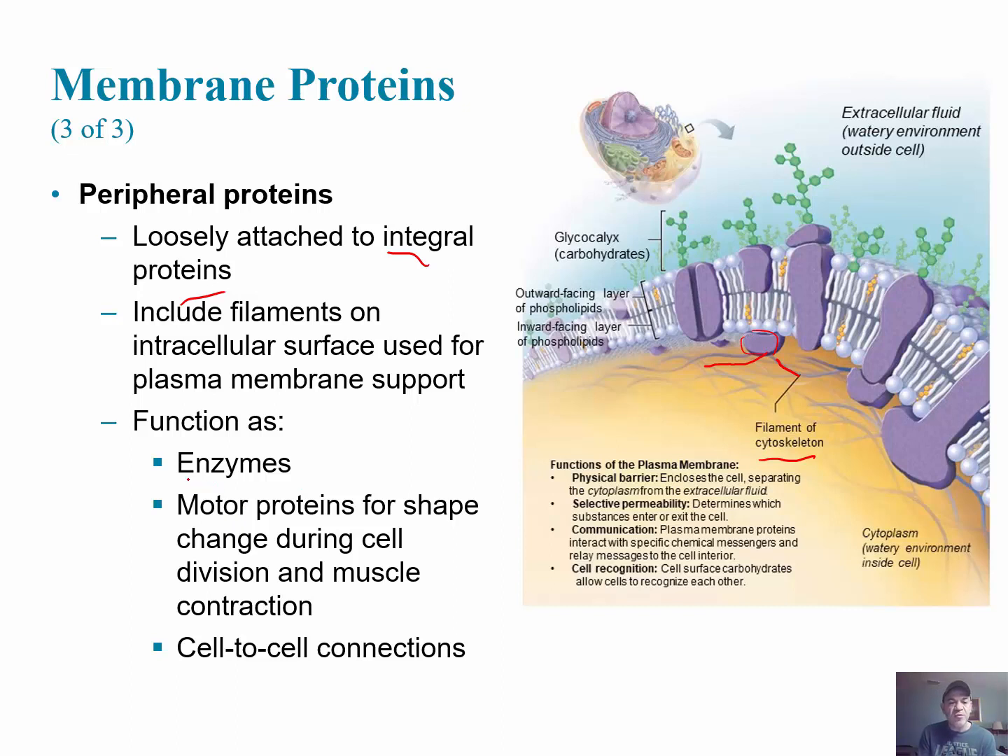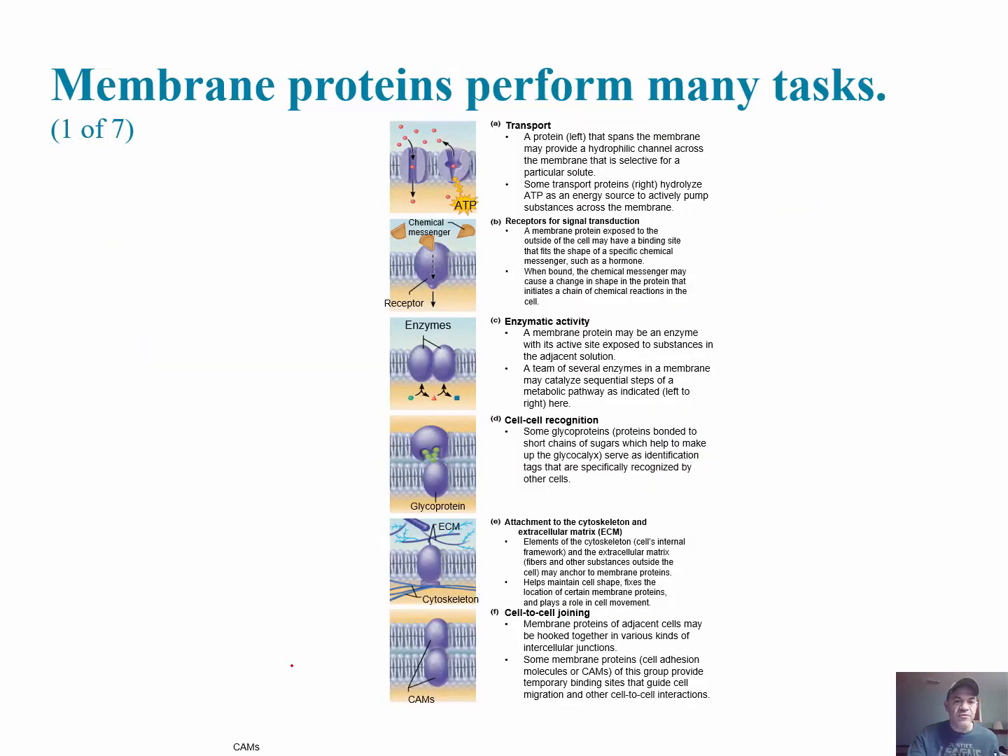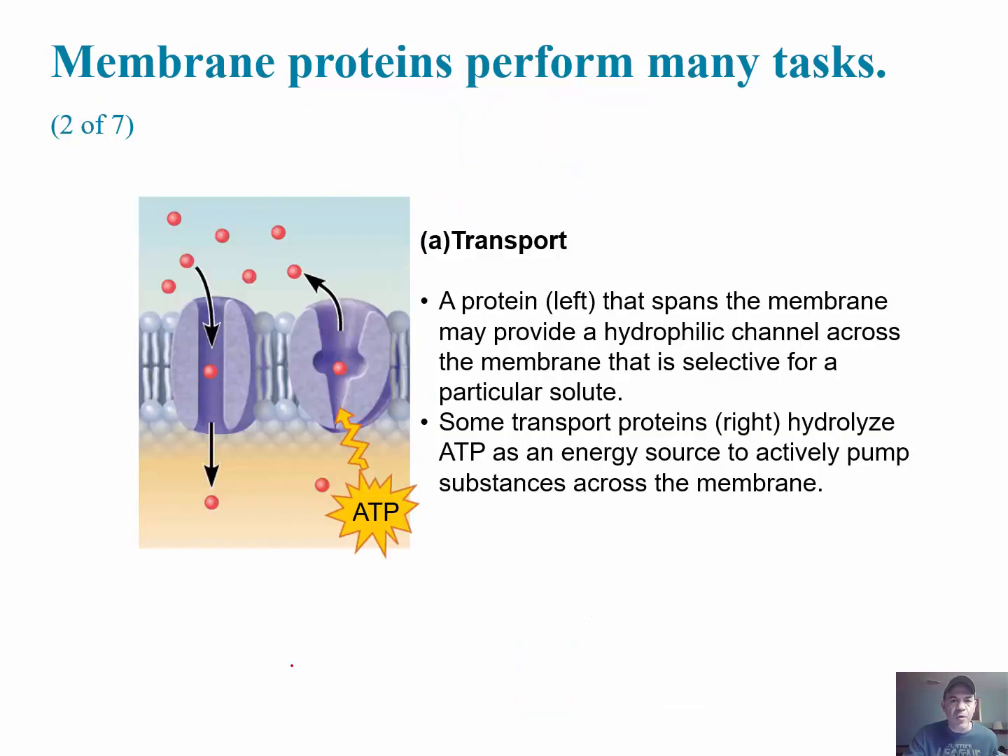Some of the functions of these peripheral proteins include enzymes. Some are motor proteins for shape changing during cell division and muscle contraction, which we'll study later to see how the muscle works. And cell-to-cell connections are some of the functions for peripheral proteins. Overall, this is a diagram in your textbook. We're going to look at each individual image, which describes a basic function that these membrane proteins can perform.